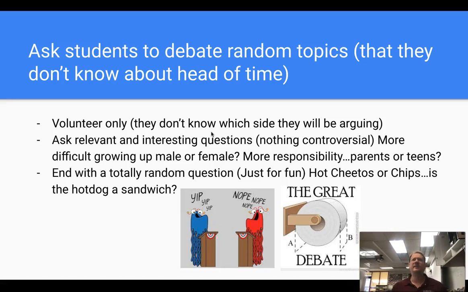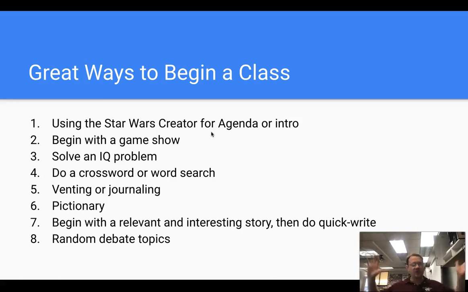I'll talk about who has more difficulty growing up, male or female, who has more responsibility, parents or teens. And I'll usually end with the most difficult question, like the random one: Hot Cheetos or Takis or chips, or is a hot dog a sandwich, or root beer or Dr Pepper. And some people will say, I've never had Dr Pepper. I'm like, too bad, you've got to argue that it's better. And so they're creating these argumentative skills, and it's a blast. 5 minutes to begin class, 10 minutes maybe at the most, and it just sets the tone for such a fun class.